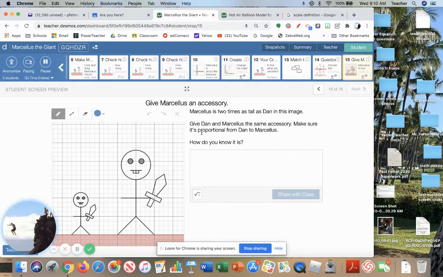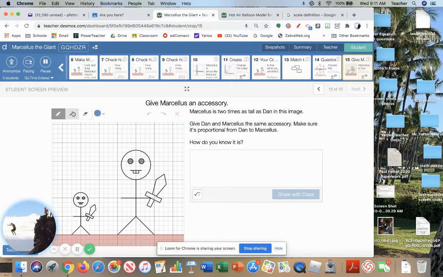Oh, and we do have one last one. Marcellus is 2 times as tall as Dan. Give Dan and Marcellus the same accessory. Make sure it's proportional from Dan to Marcellus. How do you know that it is? Okay, an accessory. So you know what? Let me just make this nice and easy. Let me just give them like a little thumb here.